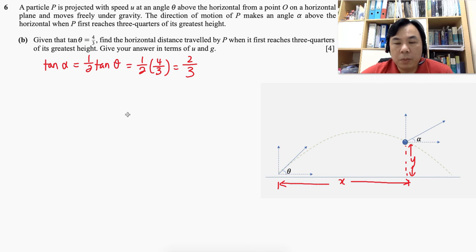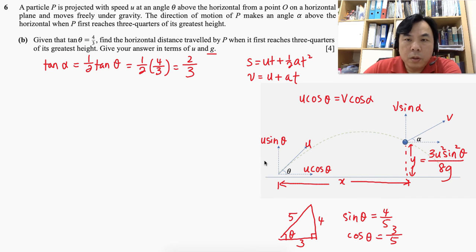Now, in order to obtain the horizontal distance, again we're going to refer to our SUVAT equations here. These are the two SUVAT equations that we are going to make use of to solve this horizontal distance, right? So we're going to make use of these two SUVAT equations here.